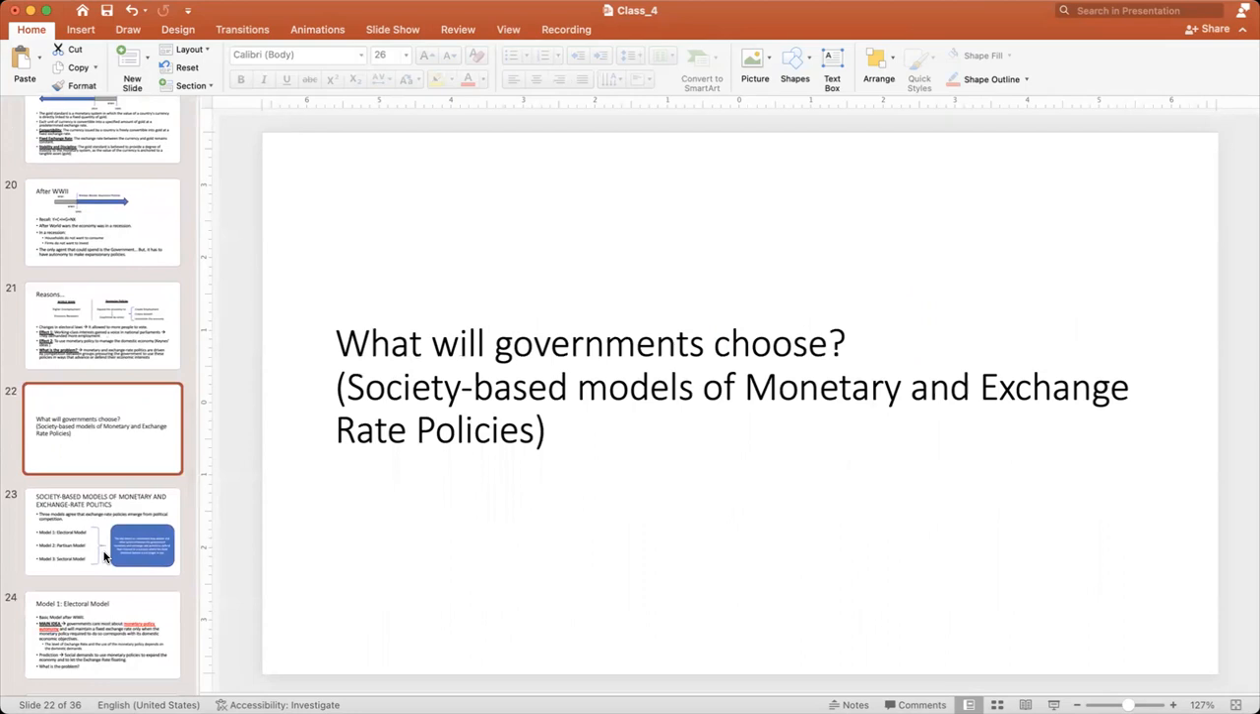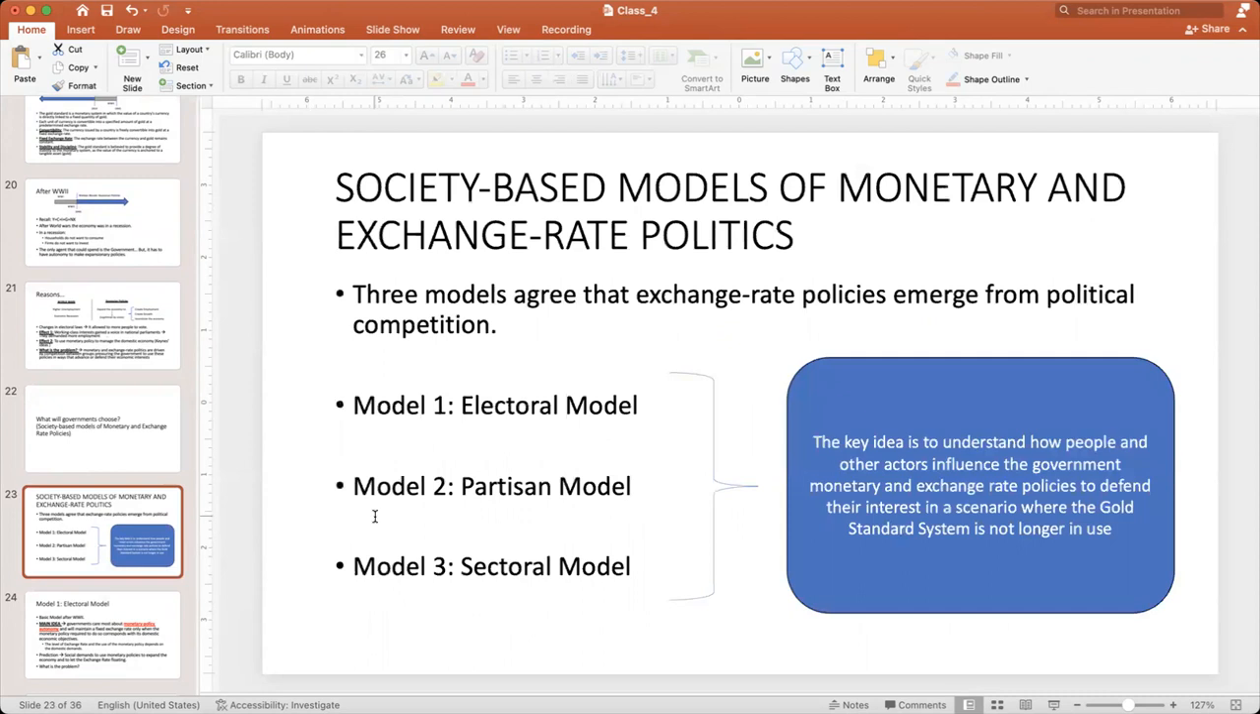So based on that, we are going to answer this question: what will government choose? And this is the society-based models of monetary and exchange rate policies. There are three models in the society-based models of monetary and exchange rate politics. These three models agree that exchange rate policies emerge from political competition. The first model is the electoral model. The second model is the partisan model, and the third model is the sectoral model.